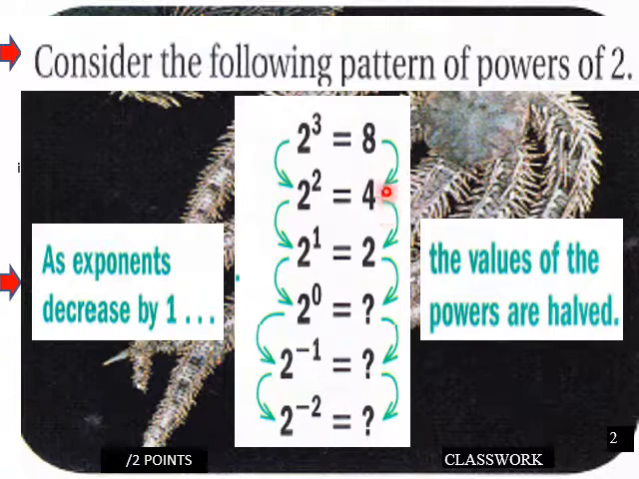So by decreasing the exponent by 1, it halves the power. 2 cubed, when we transfer it down to being 2 squared, it's 1/2 of 8, then 2 to the first, 1/2 of 4, then 1/2 of 2, then 1/2 of that, then 1/2. By extending the pattern, you can conclude that 2 to the 0 equals 1, 2 to the negative 1 is 1/2, and 2 to the negative 2 is 1/4, because 1/2 equals 1 over 2 to the first, and 1/4 equals 1 over 2 squared.